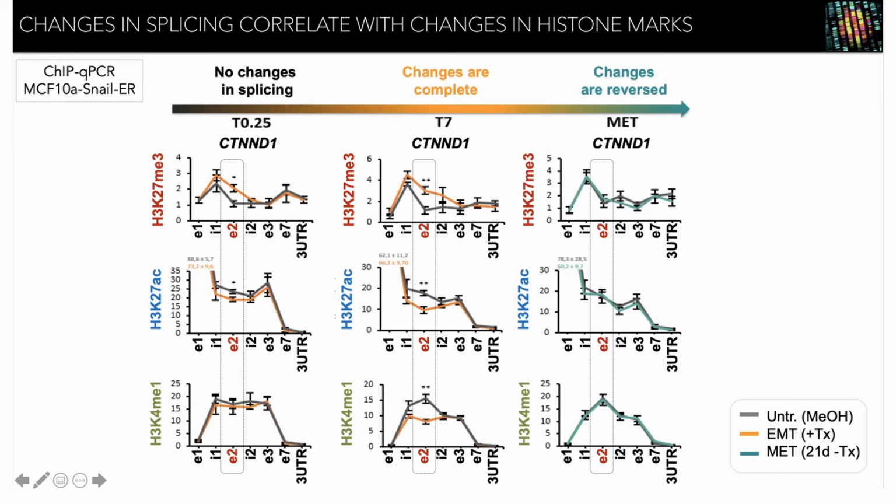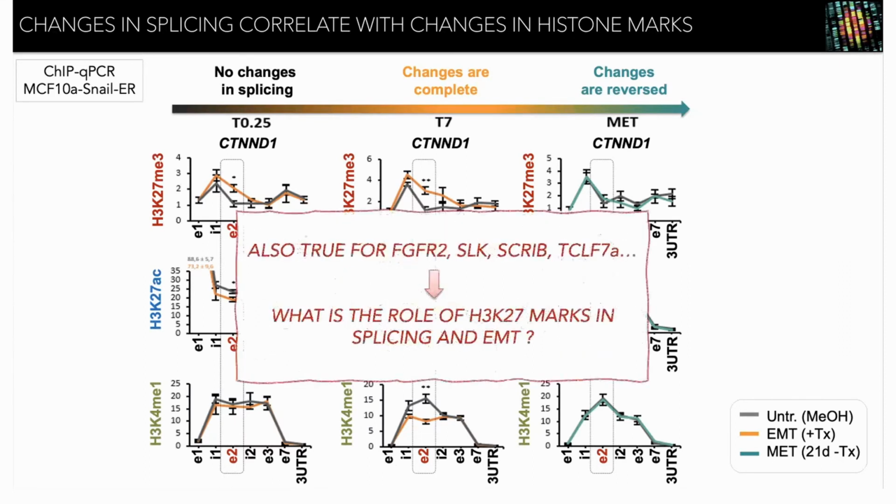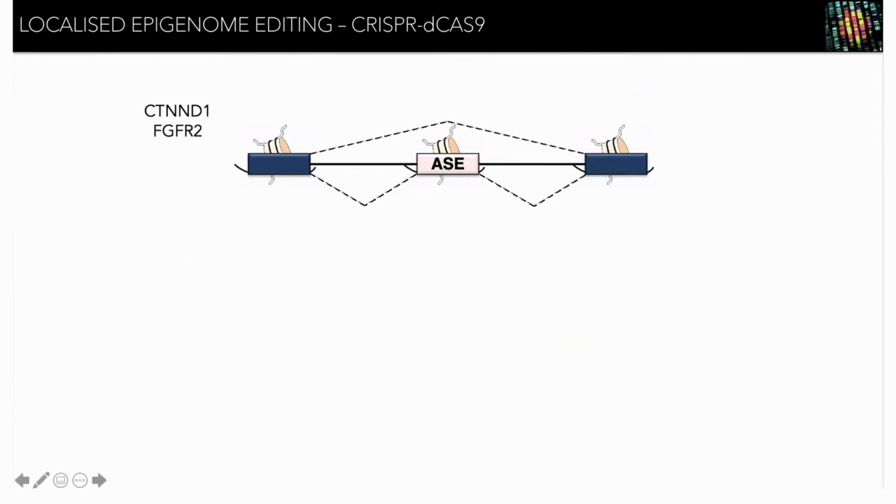And all those changes were reversible. When we did the reverse mesenchymal to epithelial transition, which means that splicing is reversed back to epithelial, those changes in chromatin were also reversed. So we have highly dynamic changes in chromatin that precede the dynamic changes in splicing, suggesting a functional role. It's important to note that this was not only true for CTND1, but we also observed those correlations between histone modifications and splicing in other important key genes for EMT, such as FGFR2, SLUG, and TCF7. It's also important to highlight that it was not always a gain of K27 trimethyl or a loss of K27 acetyl. Each of them behaved differently, suggesting not something very specific to CTND1, but a more global role for those marks in alternative splicing during EMT.